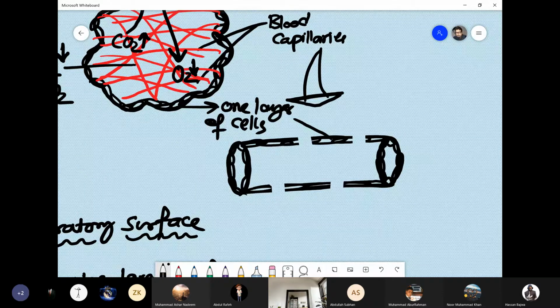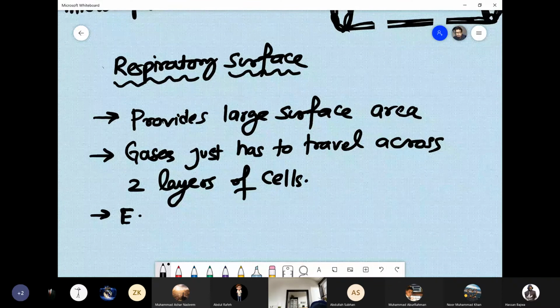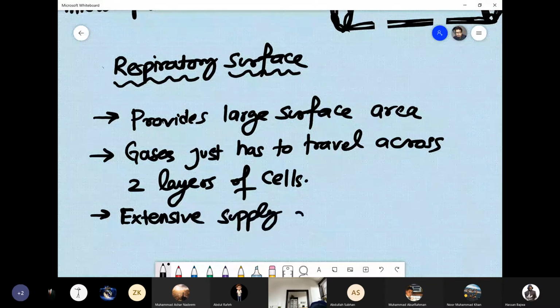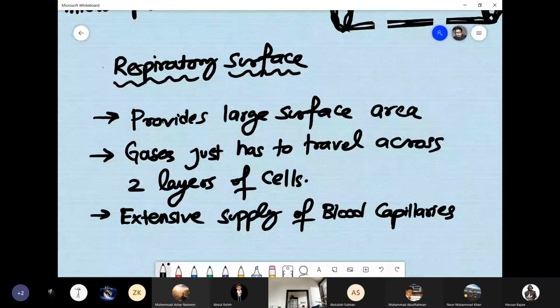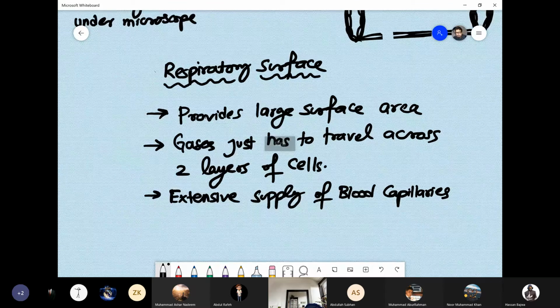The third thing, which is very important about the respiratory surface, is that they have an extensive supply of blood capillaries. As they have an extensive supply of blood capillaries, the exchange of gases between the blood and the external air becomes very easy and faster as well. All right, boys, did you understand this?